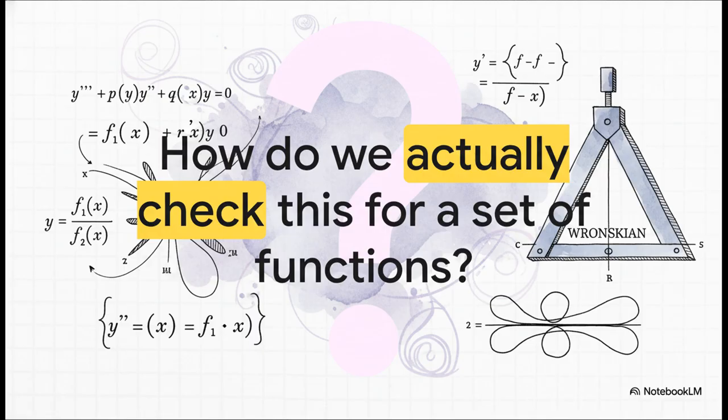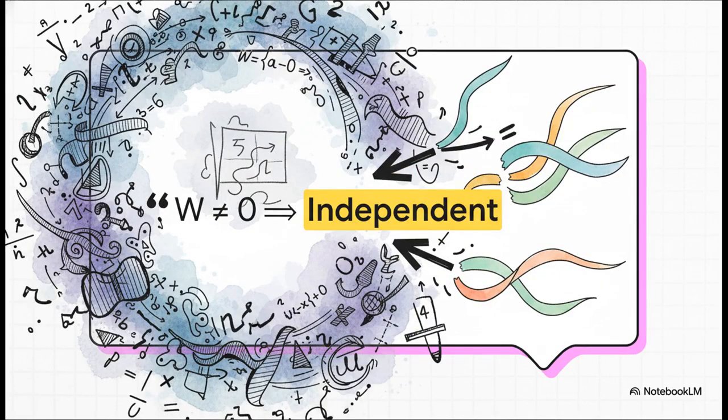Okay, that definition is a little abstract, isn't it? It doesn't really give us something we can just calculate. So the question on everyone's mind is, how do I actually test a set of functions and prove they're linearly independent? Well, you're in luck, because there's an amazing tool designed for exactly this. And that amazing tool is called the Wronskian. It's a special kind of calculation. It's a determinant that you build from your functions and their derivatives. You can almost think of it like a machine. You feed your functions into it, you turn the crank, and it spits out a single number.